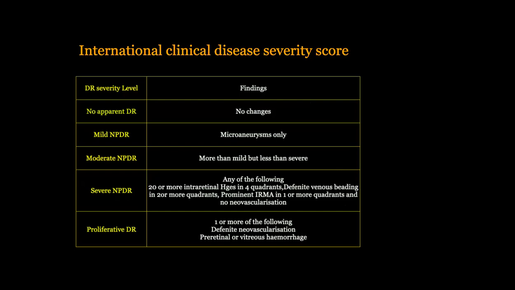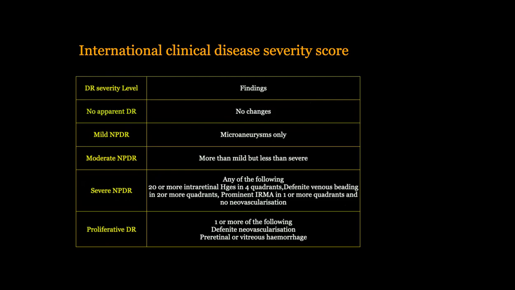So this International Clinical Disease Severity Scale is easier. When you look at DR, it's no DR, mild, moderate, severe, proliferative. It's an easier classification. So no DR means there are no changes of diabetic retinopathy. Mild means if there is at least 1 microaneurysm, it will go into mild. But there should only be microaneurysms. If there is anything more than microaneurysms, it will go into moderate.